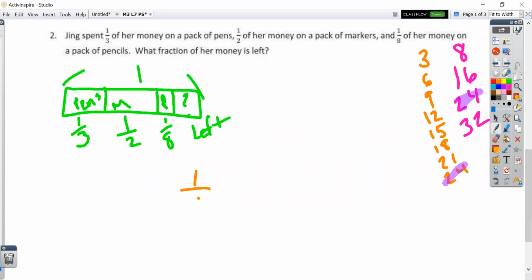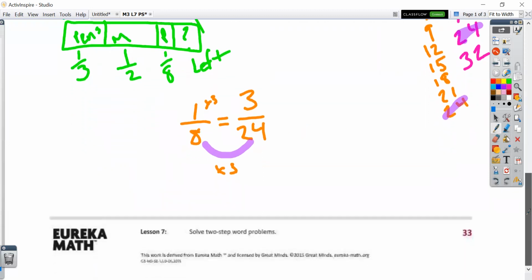Let's start with 1/8. Well, we know that 1/8, we want it to be equal to 24ths. So you kind of set it up and you can see for your brain, what did you do to 8 to get to 24? Well, we counted by our multiples and it's 3 groups. So we multiplied it by 3. So what do we do to the bottom? We do to the top. So 1 times 3 is 3. So we know that our 1/8, our money for our pencils, was really 3/24ths.